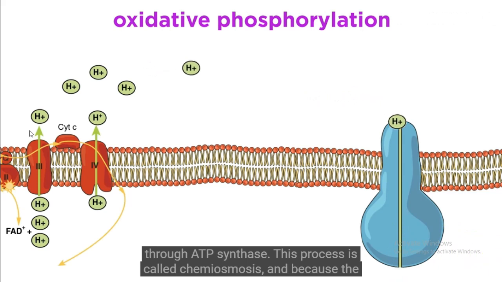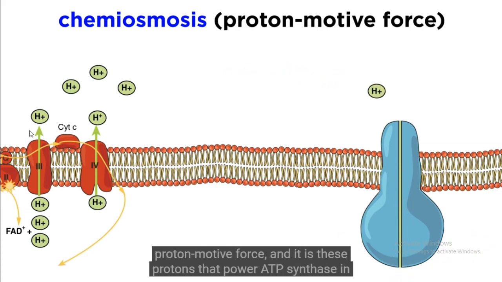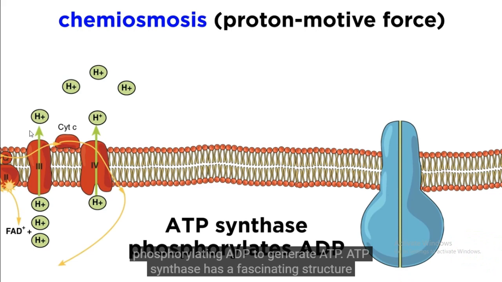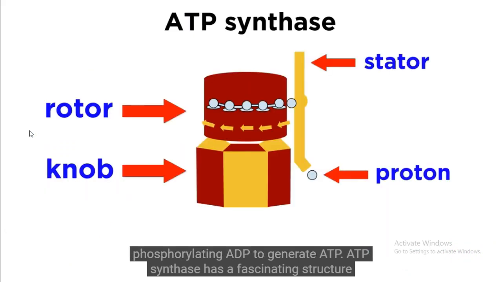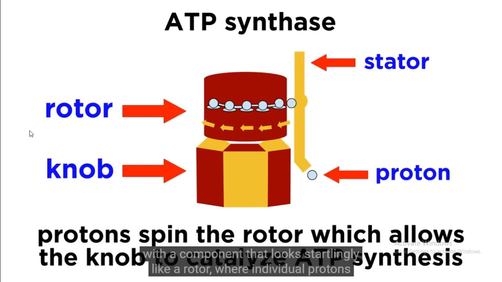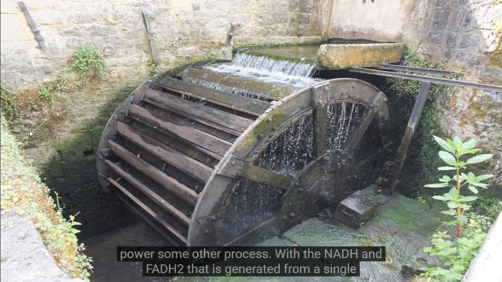This process is called chemiosmosis, and because the gradient is able to do work through chemiosmosis, we also call this the proton motive force. And it is these protons that power ATP synthase in phosphorylating ADP to generate ATP. ATP synthase has a fascinating structure with a component that looks startlingly like a rotor, where individual protons can bind and cause it to spin in such a way that it catalyzes phosphorylation of ADP, kind of like a stream of water turning a water wheel, which can then power some other process.